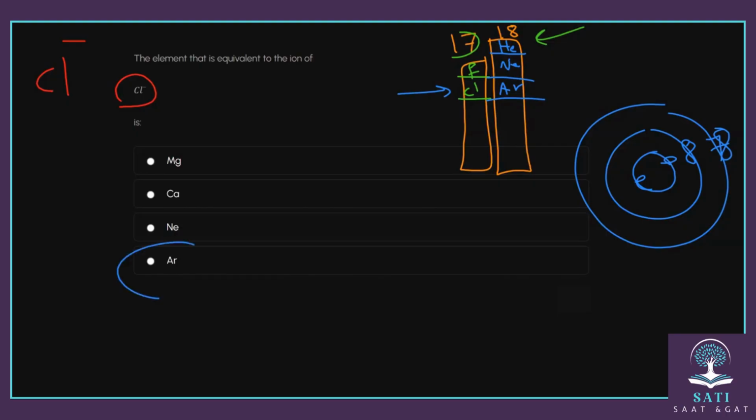So here you choose argon, because it has 18 electrons, and the ion of chlorine also has 18 electrons. While this other one has only 10, and this one is not related, because the goal of chlorine is not to be like metals, which are not noble gases.